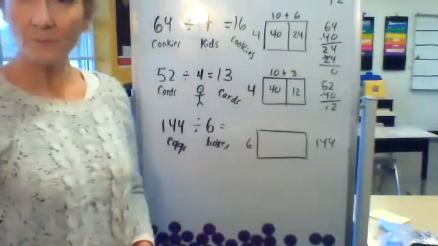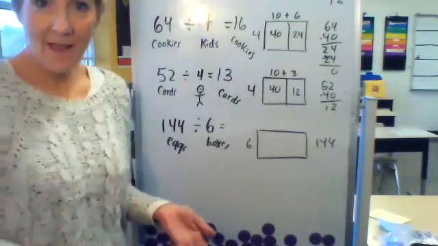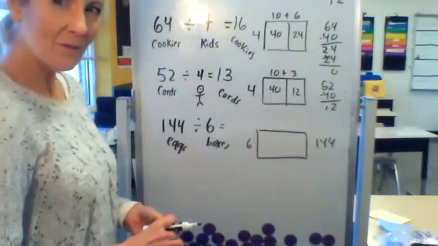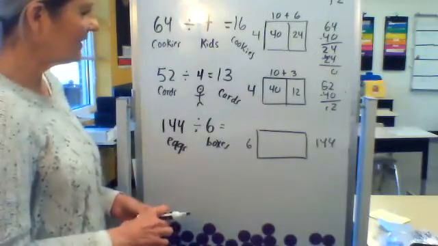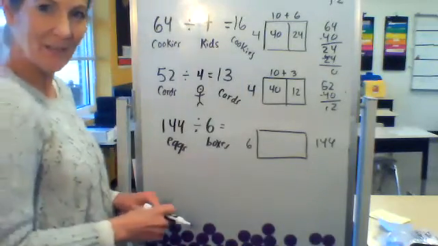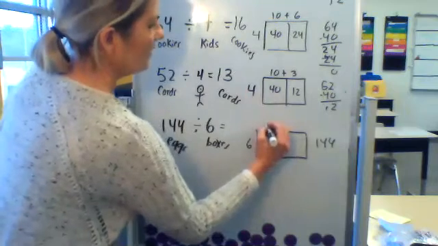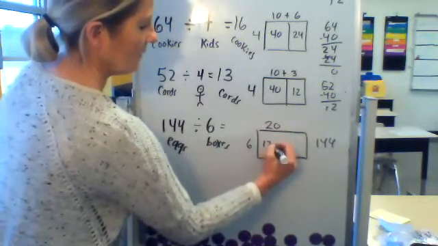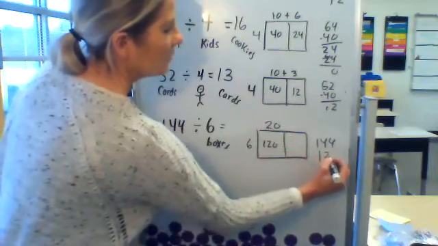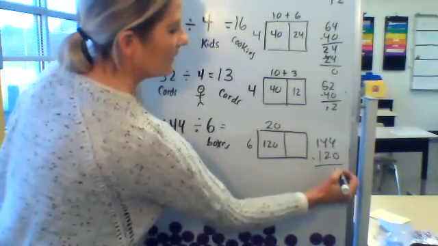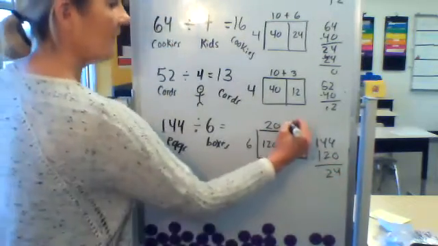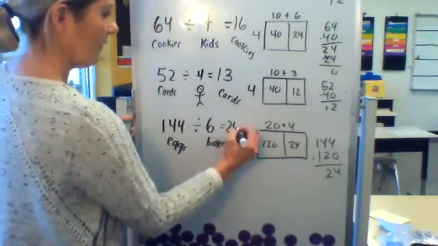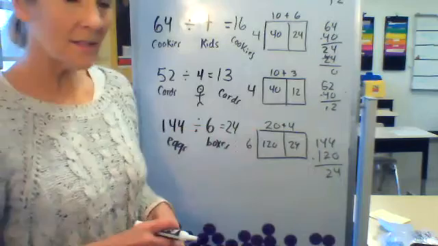6 times what? Well, 6 times 10, again, that'd be 60. But that would leave a lot. What about 6 times 20? 6 times 20 would be, let's check it out, 120. 6 times 20 groups. 2 times 6 is 12 with an extra 0. I divided out 120 there. 24 left. 6 times 4 is 24. So they're going to have 24 boxes of 6.